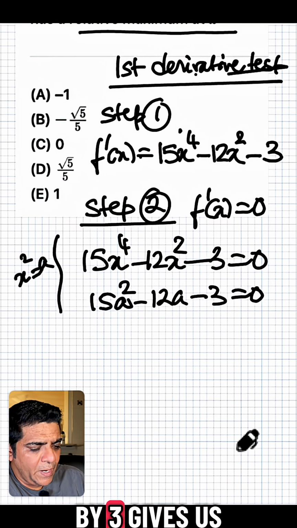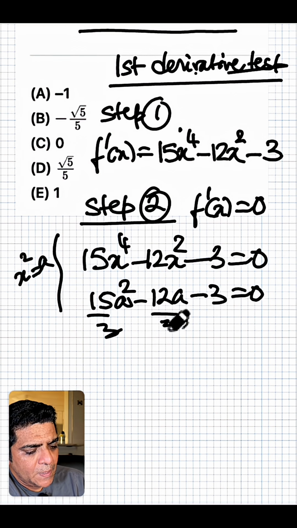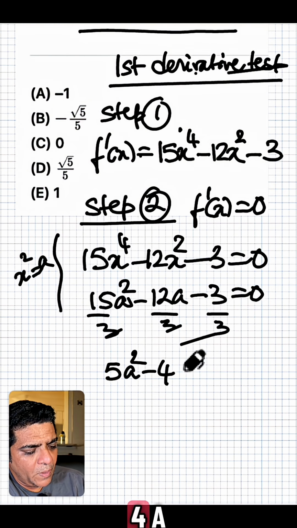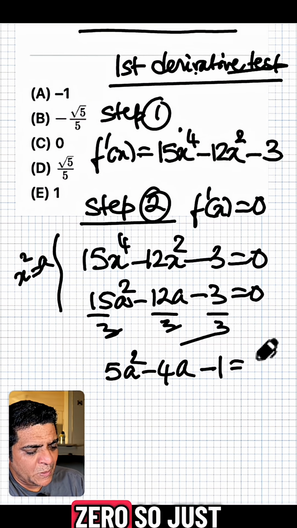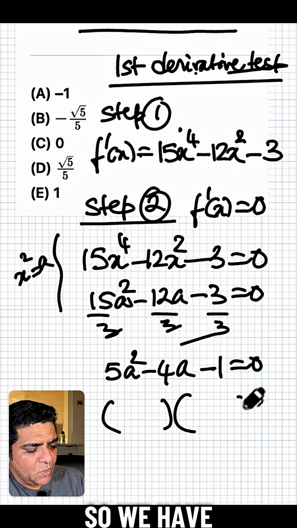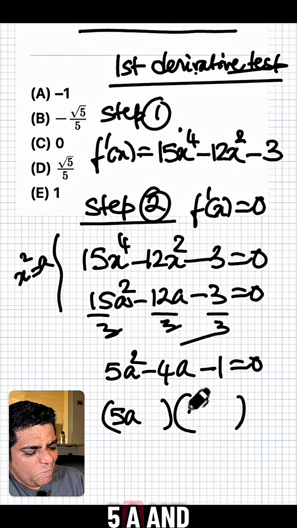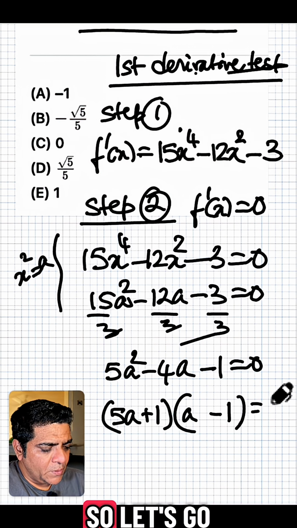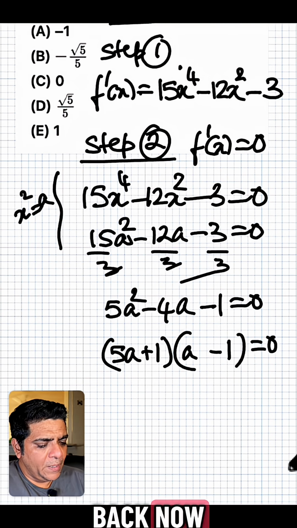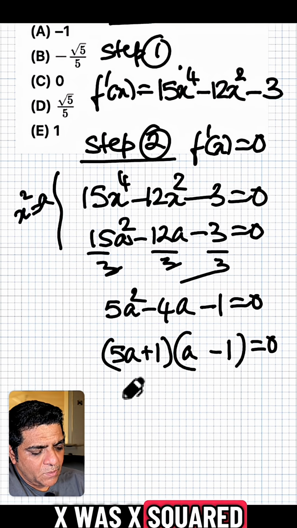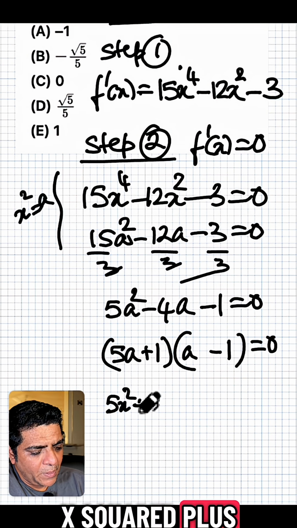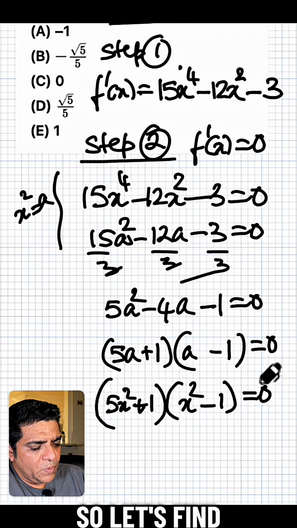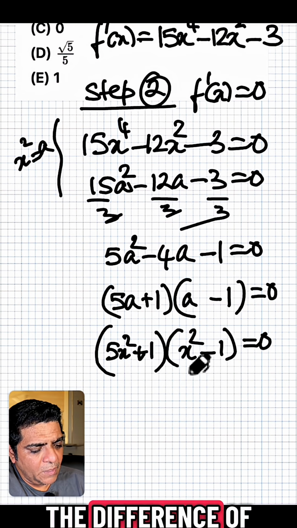Divide by 3 and that gives us 5a^2 minus 4a minus 1 equals 0. So just quickly factor that. So we have (5a + 1)(a - 1) equals 0. So let's go and resubstitute this back now. We said x^2 was a, so (5x^2 + 1)(x^2 - 1). So let's find the difference of squares here.